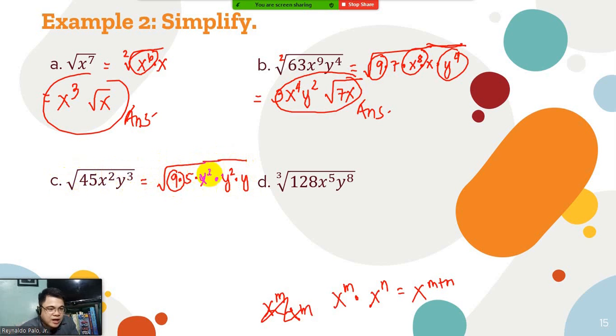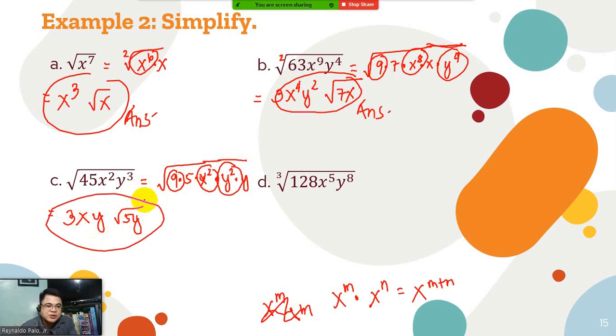We can now move out the perfect squares, or extract the root of the perfect squares, which are 9x squared and y squared. So square root of 9 is 3, square root of x squared is x, square root of y squared is y. Square root of 5y, which are not perfect squares, remains inside. So your answer will be 3xy square root of 5y. So that is the simplest radical form of it.